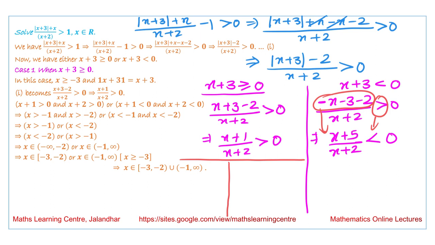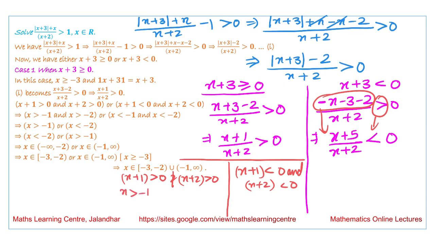The first case we will have is x plus 1 is greater than 0 and x plus 2 is greater than 0, or x plus 1 is less than 0 and x plus 2 is less than 0. Now in this first case we get x is greater than minus 1 and x is greater than minus 2. So the answer we obtain is that x is greater than minus 1.